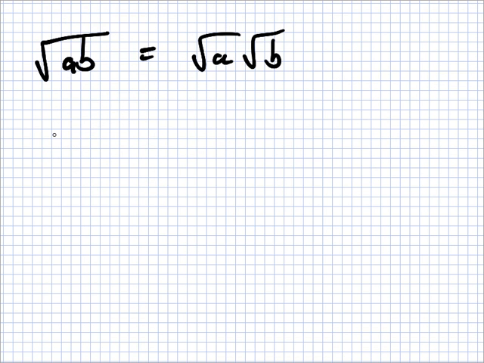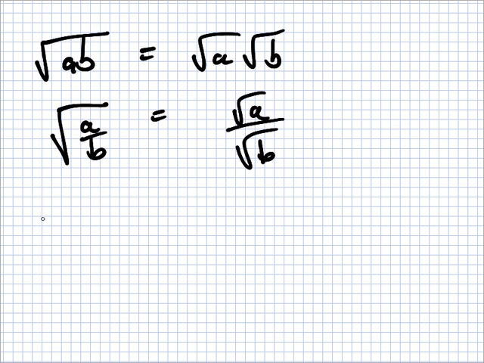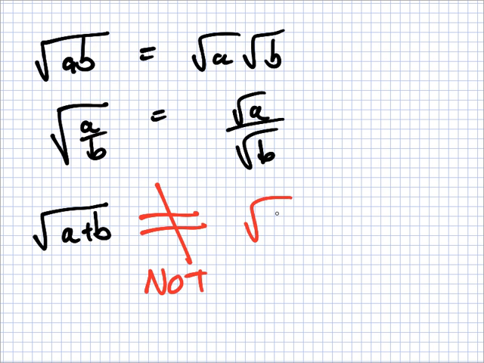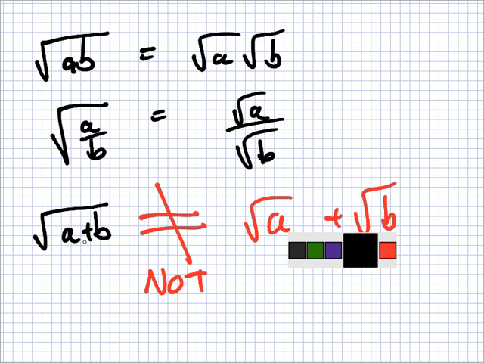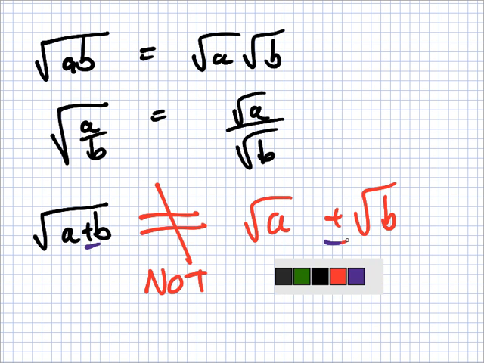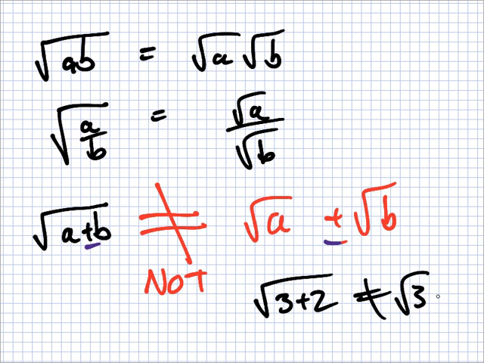Now, just before I continue, important. Root AB does equal root A root B. Root A over B equals root A over root B. But root A plus B is not root A plus root B, and likewise for minus. Don't do that. So root 3 plus 2 is not root 3 plus root 2. You can't do that.